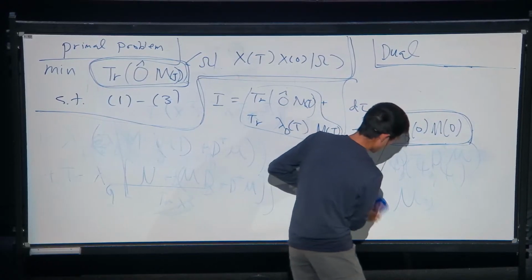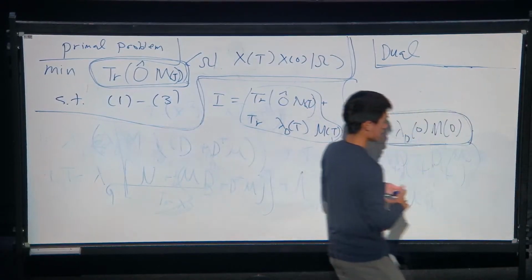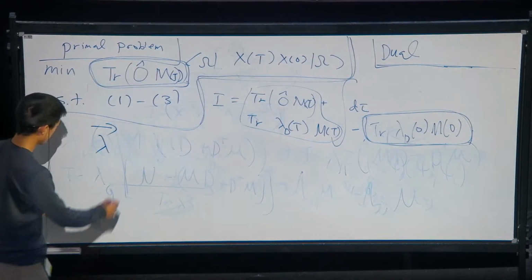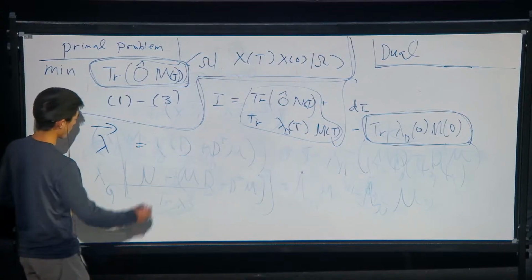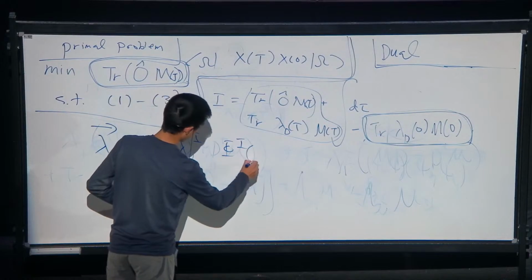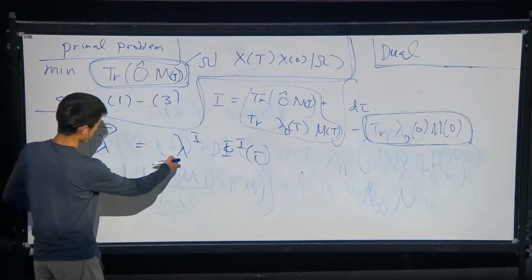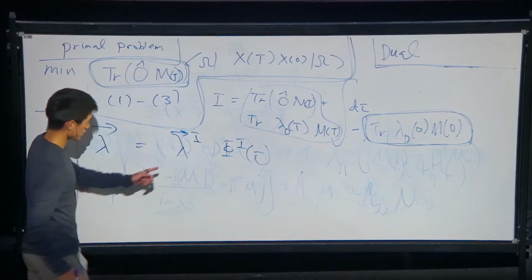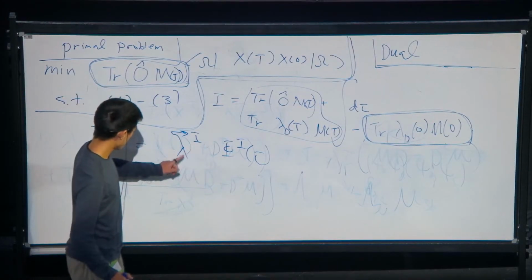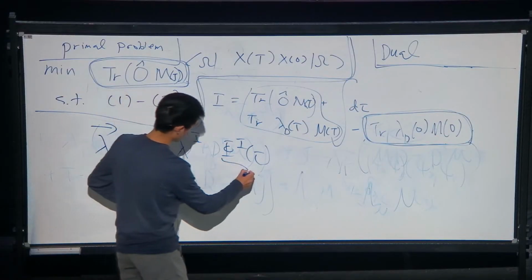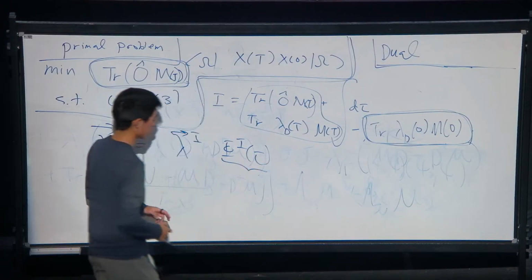So the idea is just to write these lambdas. We have various lambdas, so let's just call it lambda vector. Lambda vector we write as lambda I times phi I as a function of tau. So these are just coefficients. These are matrix valued coefficients though, but they're time independent. And these are scalars that are now functions of time.